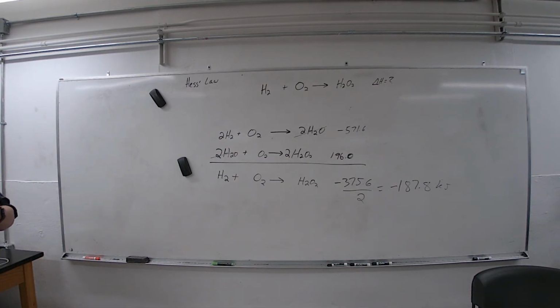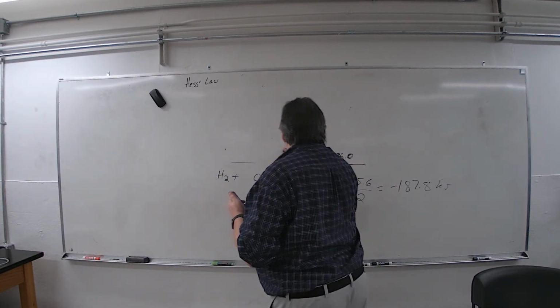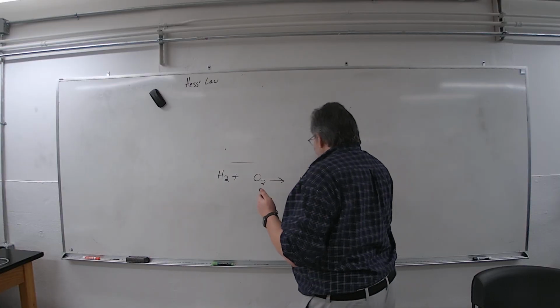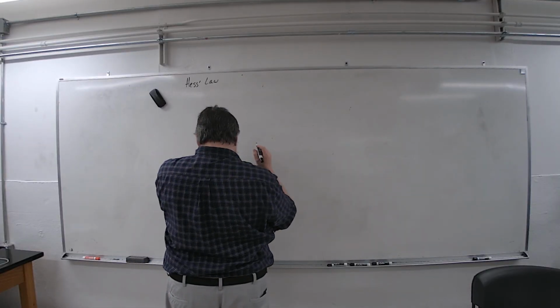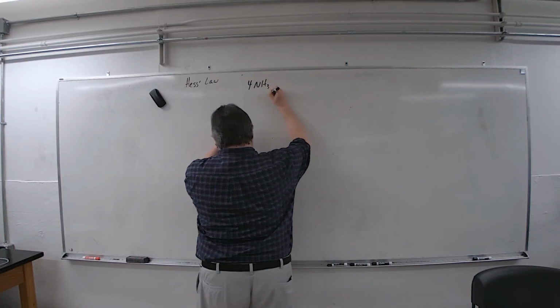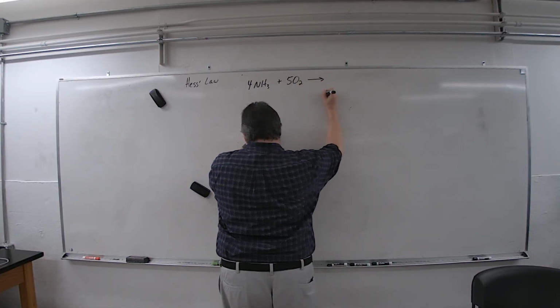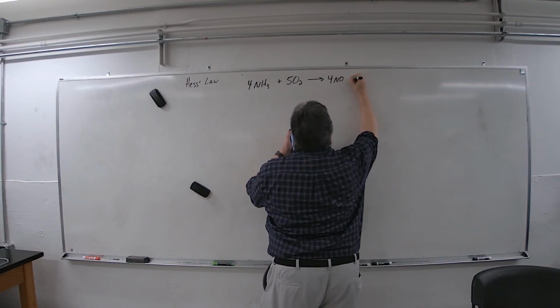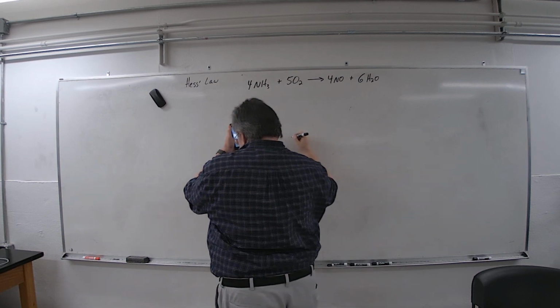I'm going to do one more then. It's 3 equations with it. And we'll see if I can actually do it. So this is Hess's law. NH3 plus 5/2. There's our objective.